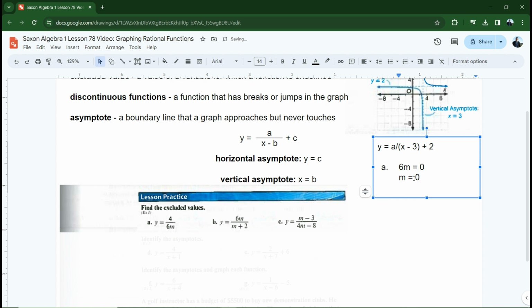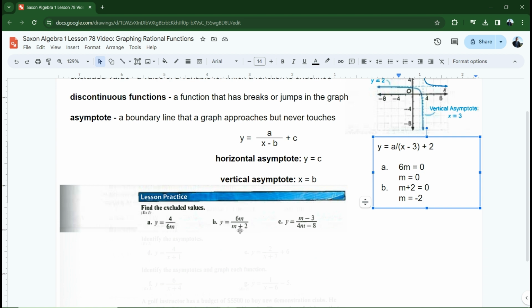All right, let's take a look at letter B here. In this one, I need to take the denominator, m plus 2, set it equal to 0, and figure out what the excluded value is by solving this for m. If I subtract 2 from both sides, m equals negative 2. Negative 2 is an excluded value.